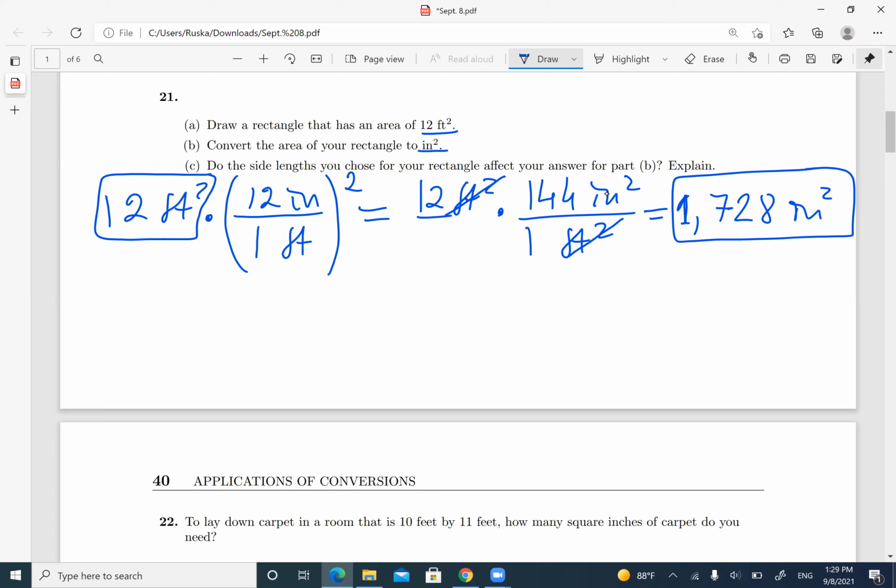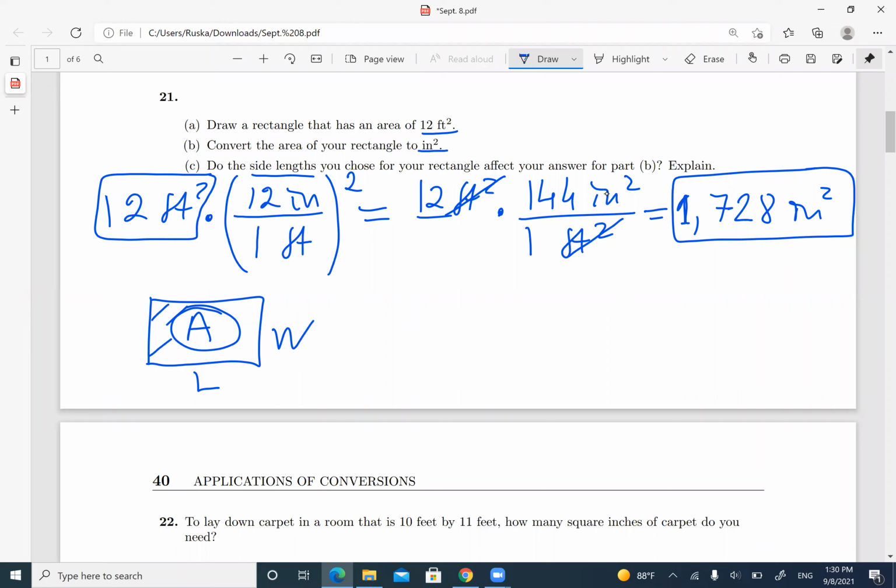So what do you think about that? So the side length, which means you have a rectangle, right? So let's say this is the length, this is the width, right? And the area is everything inside, right? So is the area going to change if you change the length? Yes, right? But here, do they give me the length and the width in the original problem? No, they give me the total area.